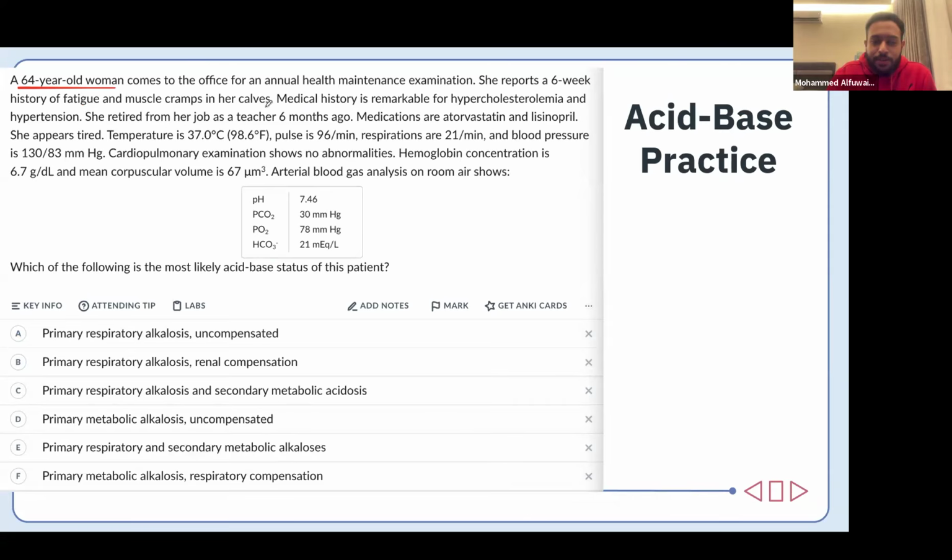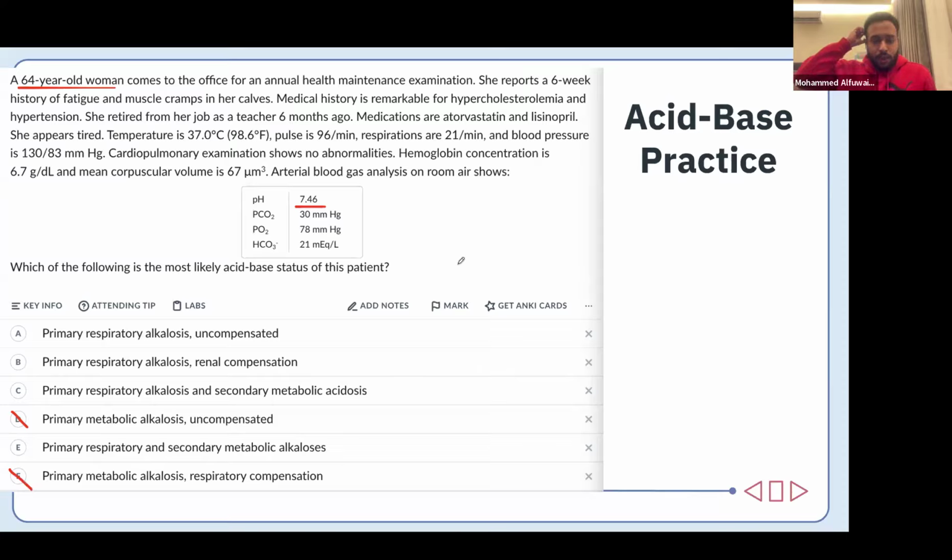A 64-year-old woman. Let's go from the numbers and then go from there. So firstly, acidotic or alkalotic? Alkalotic. Good. Now, on alkalosis, you look firstly at CO2. Is CO2 low or high? Low. So what is this? Respiratory what? Alkalosis. Good. So now you have established respiratory alkalosis.